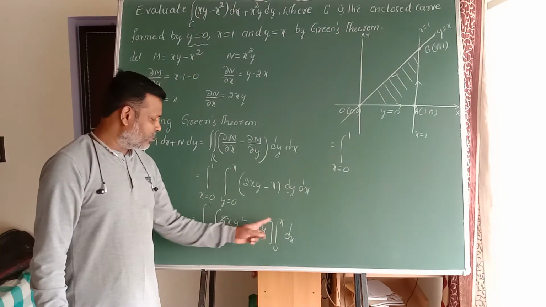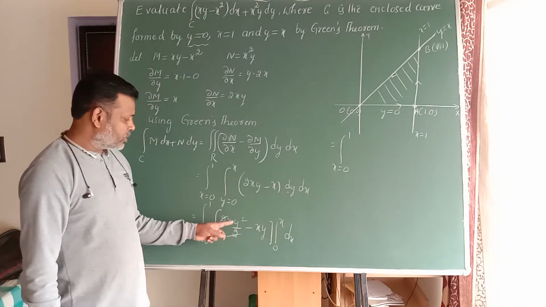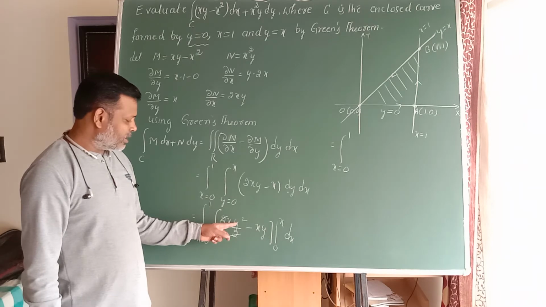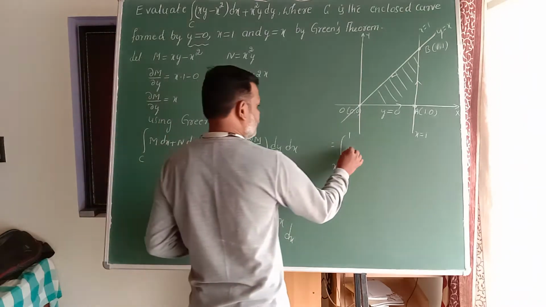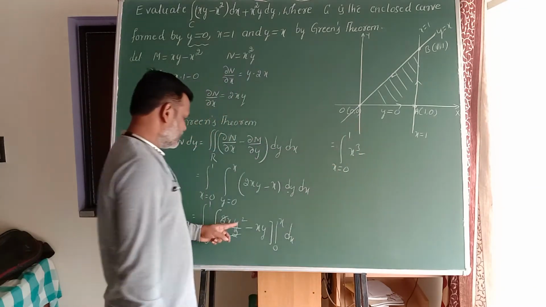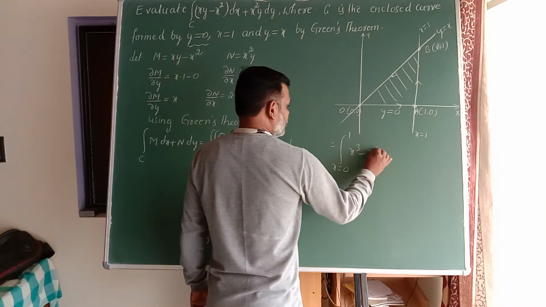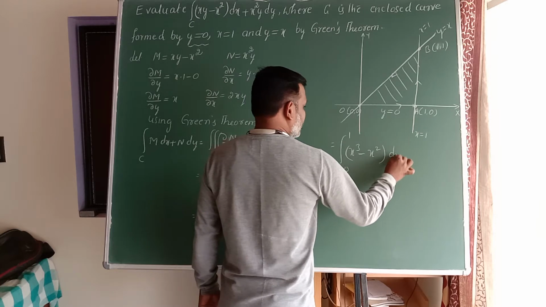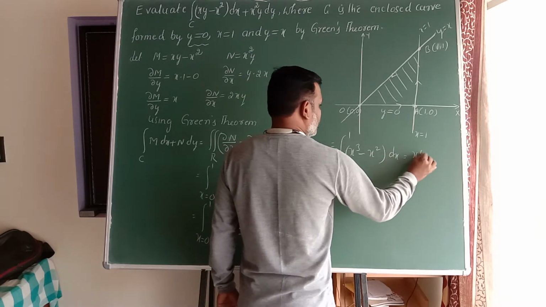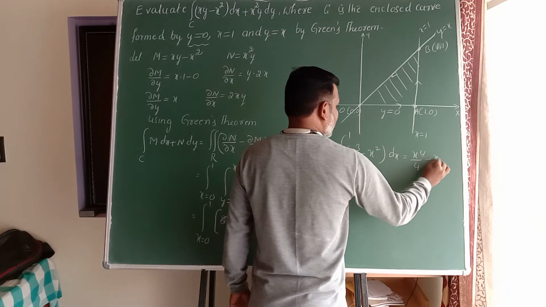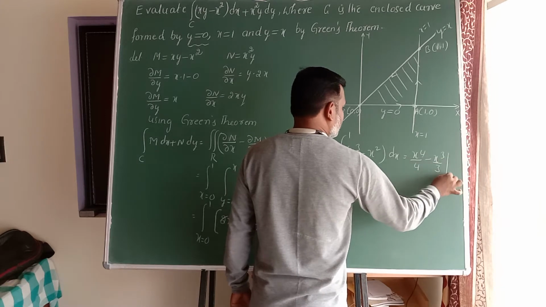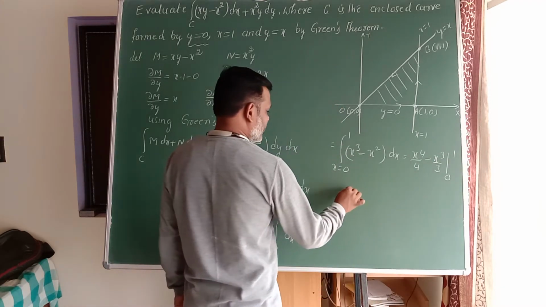Just apply the upper limit, and the lower limit becomes 0. When x is there, x square into x is x cube, minus y, which is x here, x into x is x square into dx. Now if you integrate, what will you get? X power 4 divided by 4 minus x cube divided by 3, from 0 to 1. Just apply the upper limit, that's it.